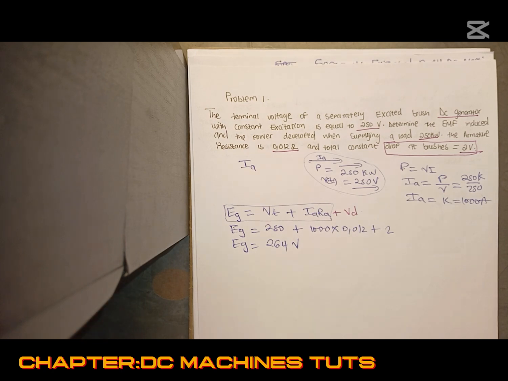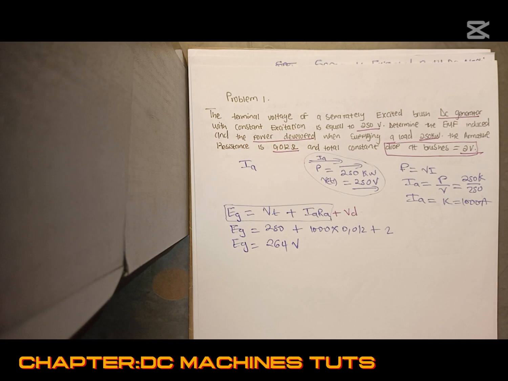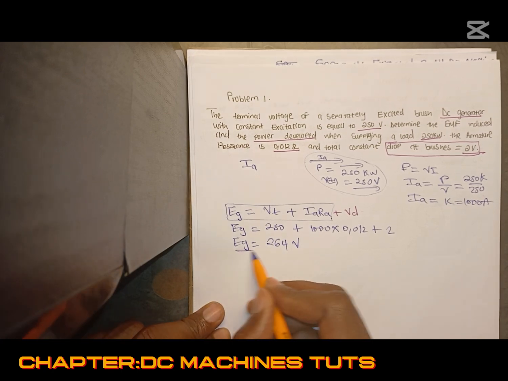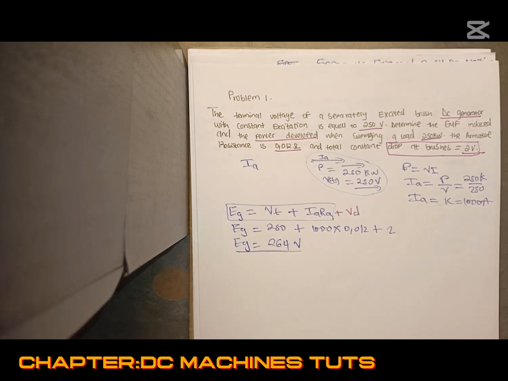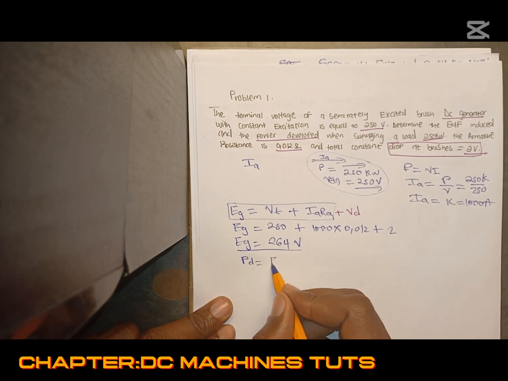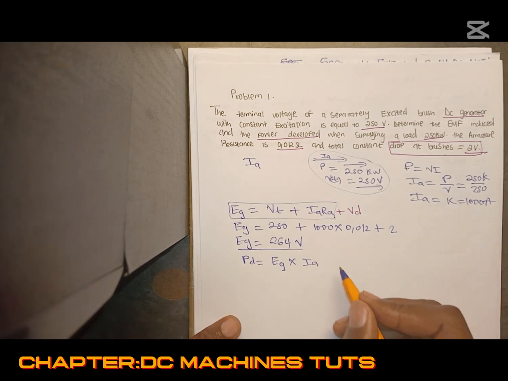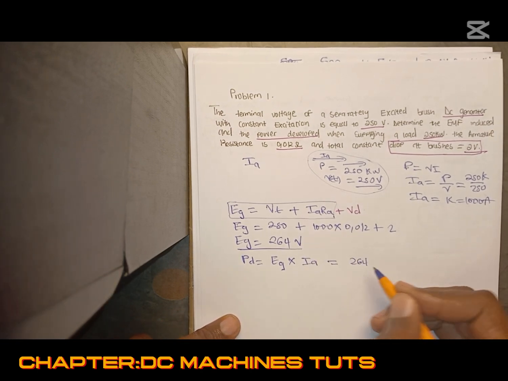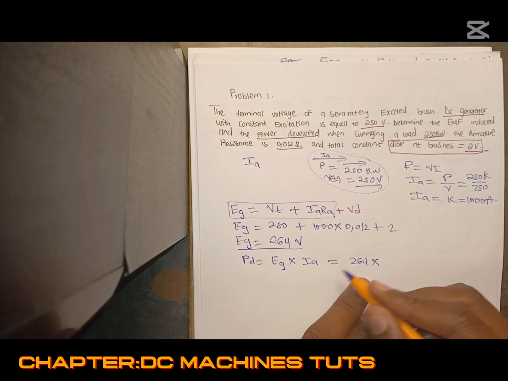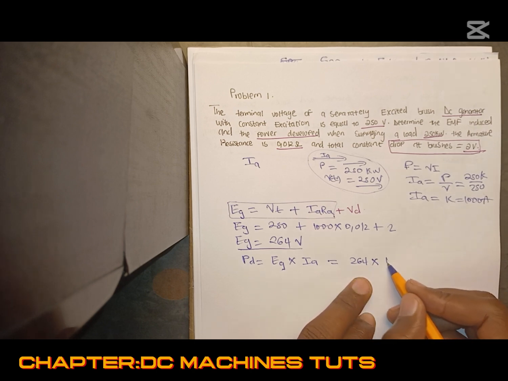Let us go back to the question and understand what is needed, and whether we are done answering. The terminal voltage of a separately excited brush DC generator with a constant excitation is equal to this. Determine the EMF induced and the power developed. The power developed is equal to the generated EMF multiplied by the armature current. So it's going to be 264 multiplied by 1000.